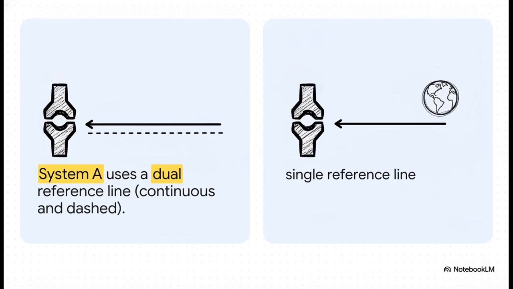drawing. System A, used heavily in Europe, uses a dual reference line, one solid, one dashed, to show if a weld is on the arrow side or the other side of the joint. Then you have System B, mainly used in Pacific Rim countries, which relies on a single reference line. The standard is super clear on this. You absolutely cannot mix these two systems on a single drawing. You have to pick one, ensuring totally precise global manufacturing.